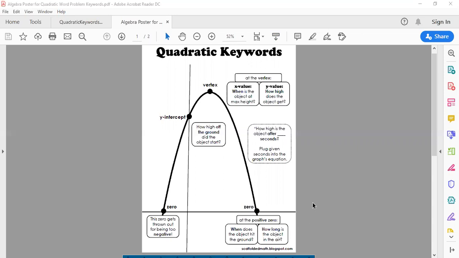So keep this sheet with you as you're doing your quadratic word problems, and you can refer to it and match up the questions with this keyword sheet right here, and I think that's going to give you some assistance in working those word problems.